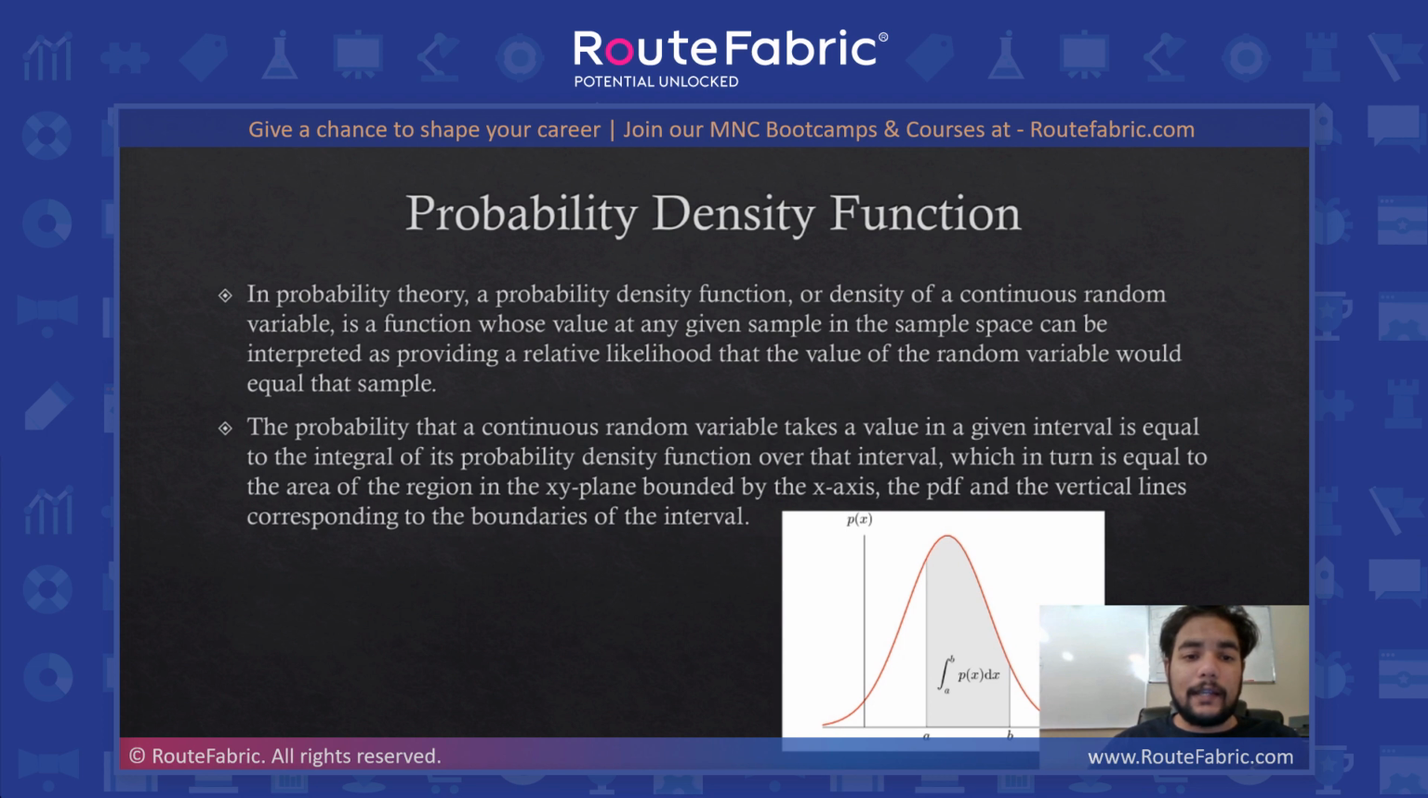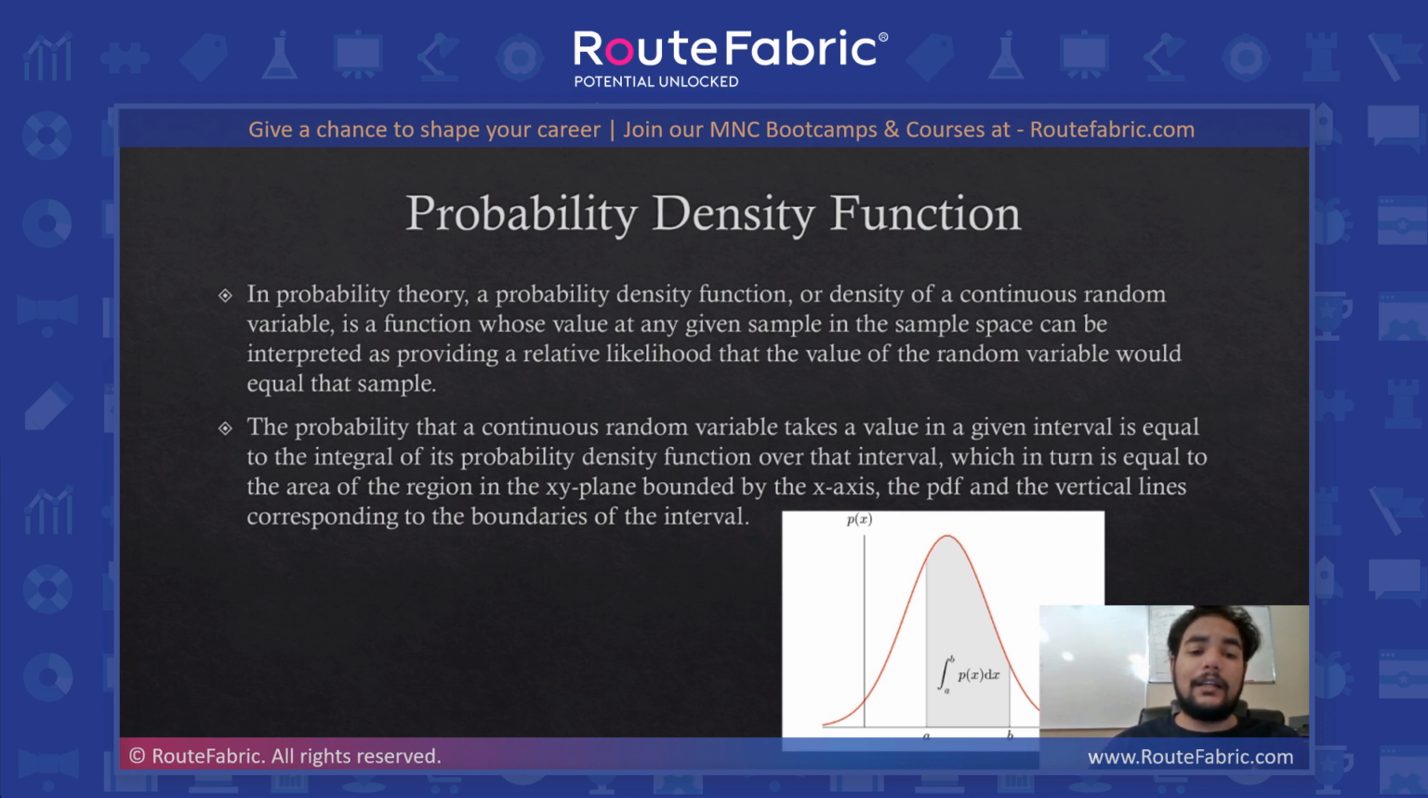Now let us look at what a probability density function is. In probability theory, a probability density function, or density of a continuous random variable, is a function whose value at any given sample in the sample space can be interpreted as providing a relative likelihood that the value of the random variable would equal that sample.